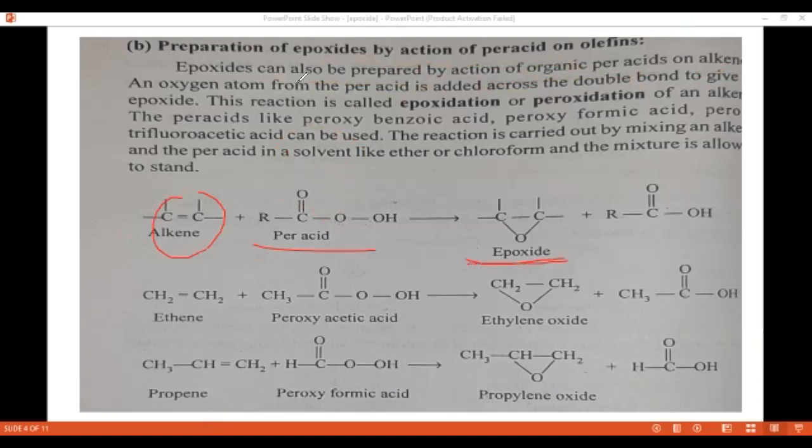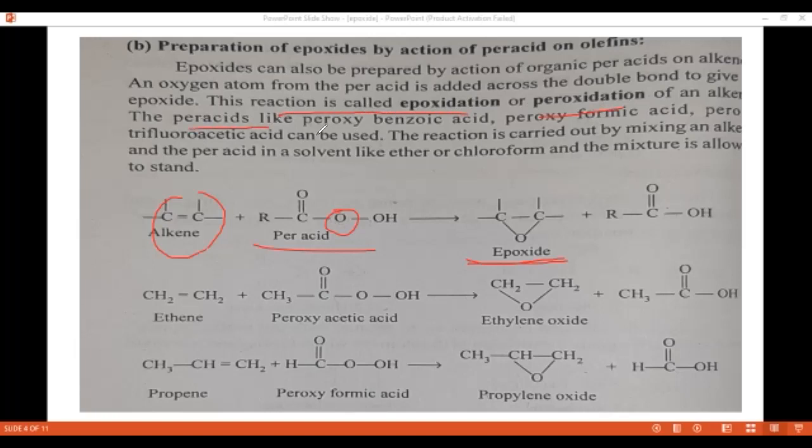Now the epoxide can also be prepared by the action of peracid with alkenes. One oxygen atom from the peracid is added across the carbon-carbon double bond to give the epoxide. This reaction is called epoxidation, or peroxidation of an alkene.